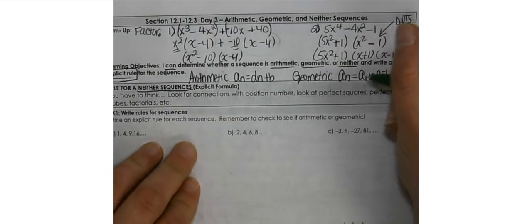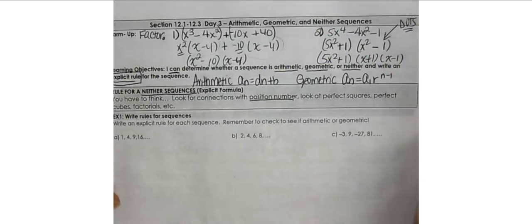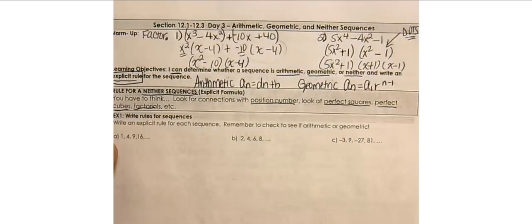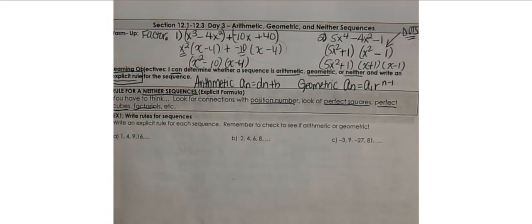For these types of rules, you have to think. Some of them are going to be more obvious than others, but you really have to think. You have to look for connections with the position number. Look at perfect squares. Look at perfect cubes. Maybe think about factorials. There's a lot of different things that you need to look at. Look for patterns. Maybe it'll be related to linear functions. There's a lot of things that I need you to look for.